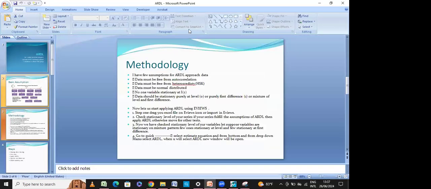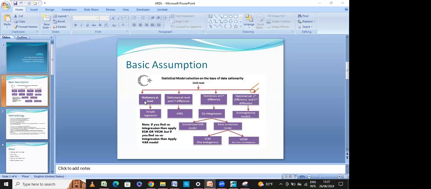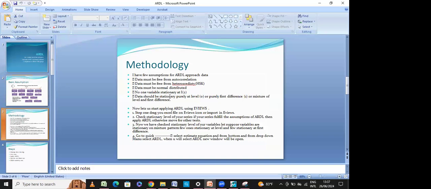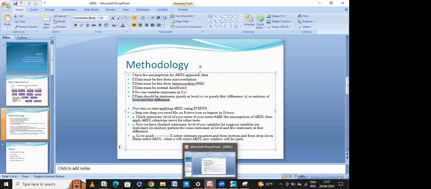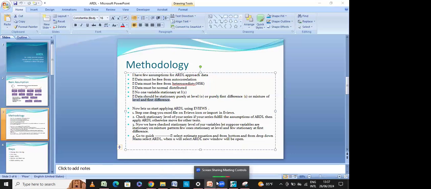If you go to this presentation, even here, see, stationary at level, stationary at first difference, and here the data should be stationary purely at first difference or a mixture of level and first difference. Even if we know that our data is stationary, if you are calculating ARDL, I always suggest you check the unit root analysis, the stationarity analysis, and mention it in your paper.